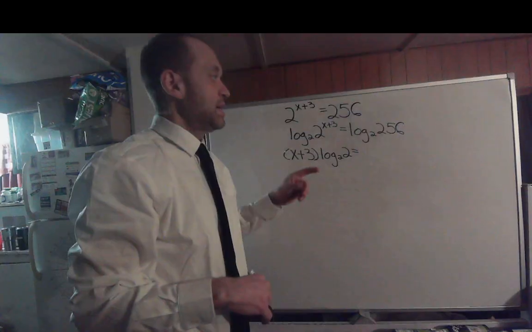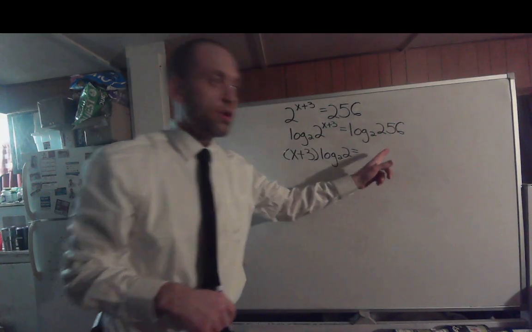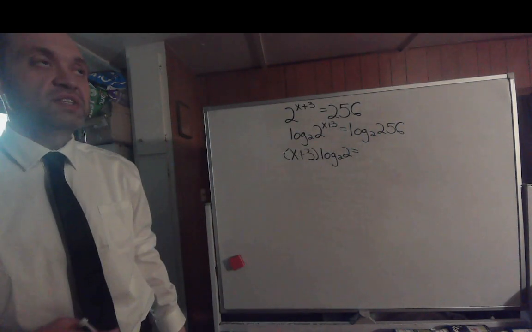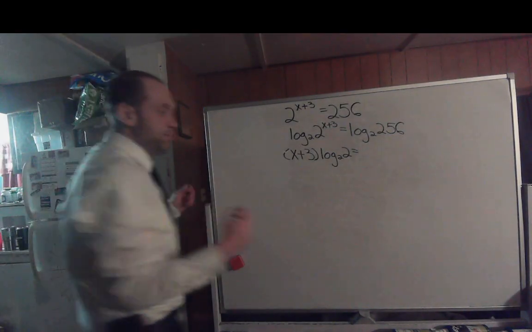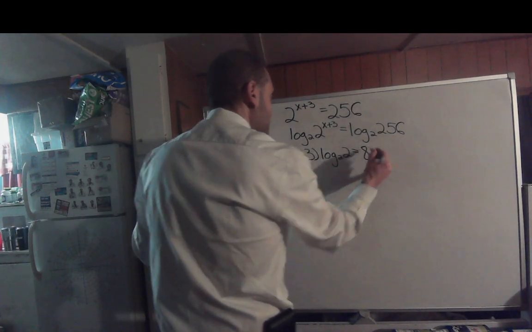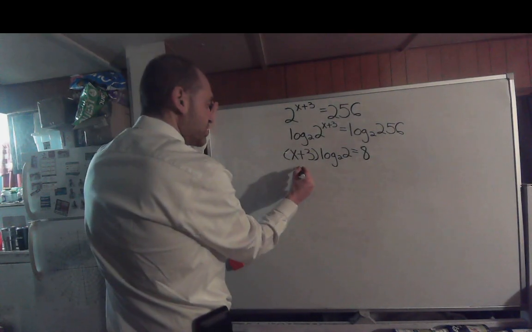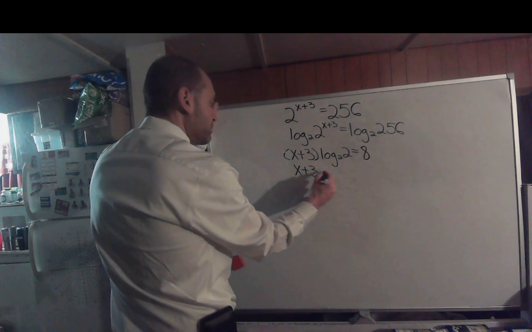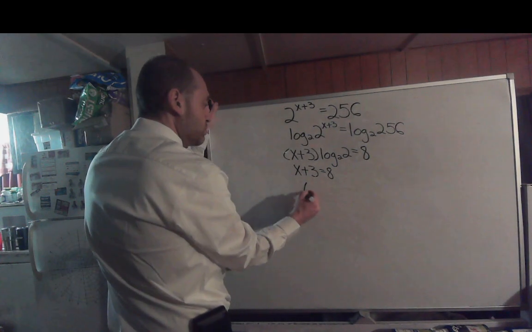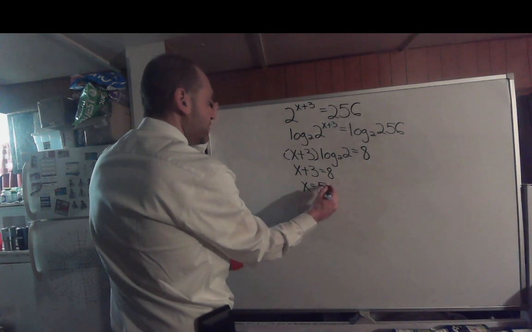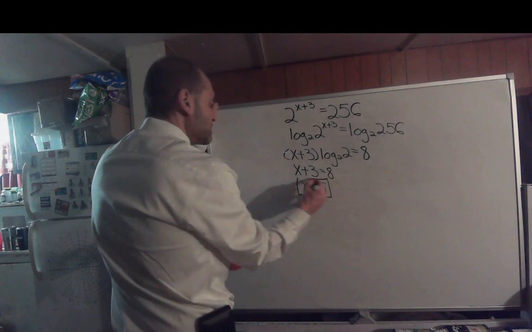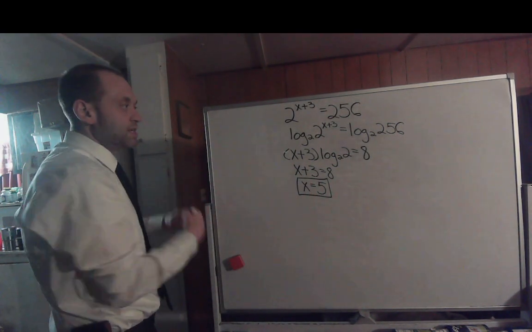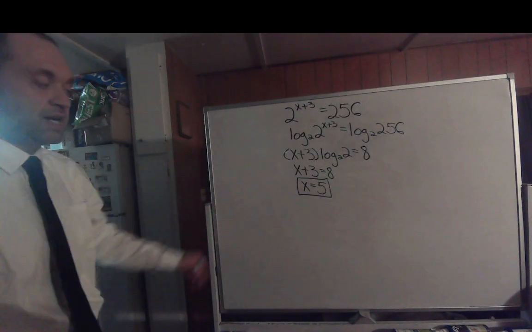So let's see. 2 to what power equals 256? That'd be 8. So on the left side, this would just turn into x plus 3 equals 8, which should give you that x equals 5. So the answer you should get for this one is x would equal 5.